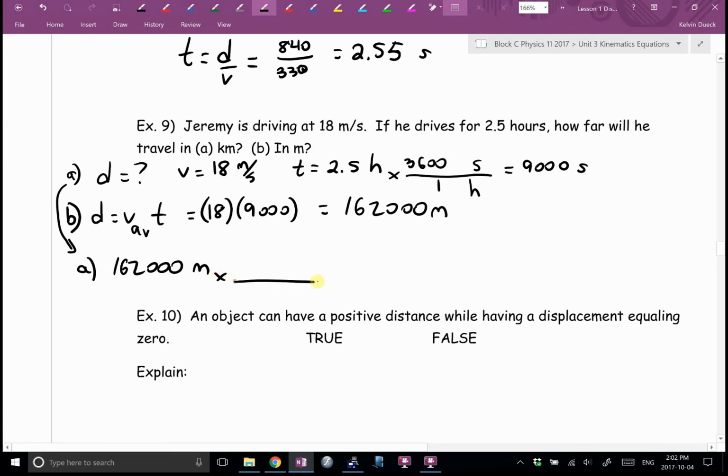I'm going to get meters to cancel. Kilometers on the top. Kilometers is 10 to the 3. The 10 to the 3 goes where the K isn't, where the metric prefix isn't. So it's dividing, and it is 162 kilometers. The other way I could have done this is instead of changing time to seconds, I could have changed meters per second to kilometers per hour. That would have given me part A in kilometers. Then I would have had to convert that to meters for part B. Six of one, half a dozen of the other.